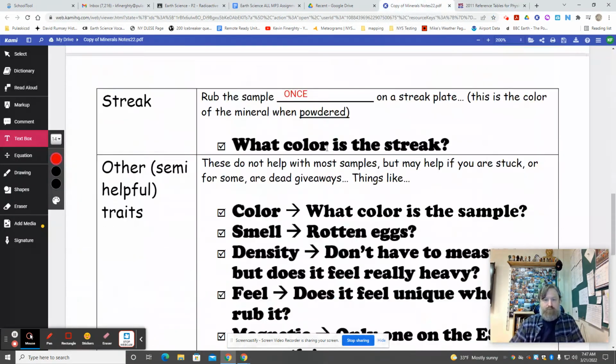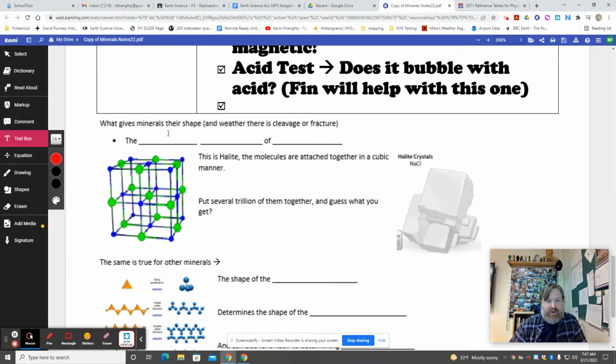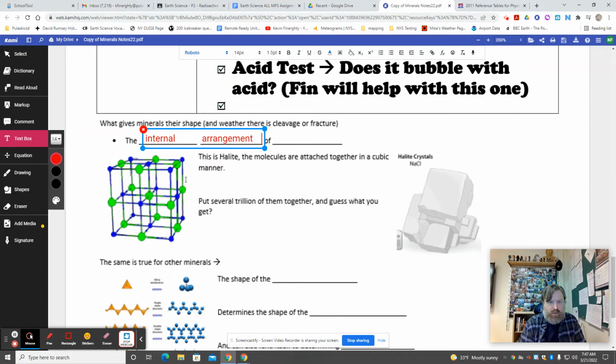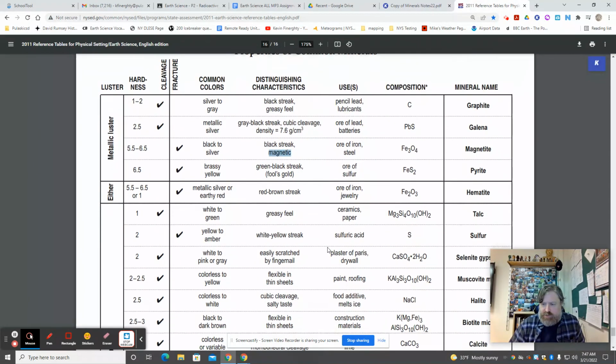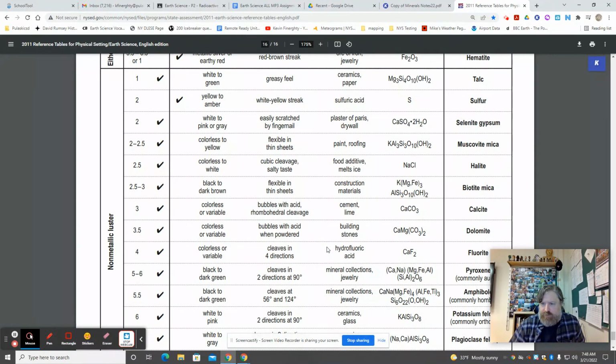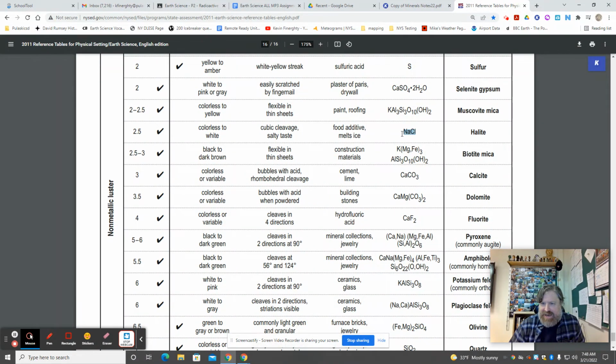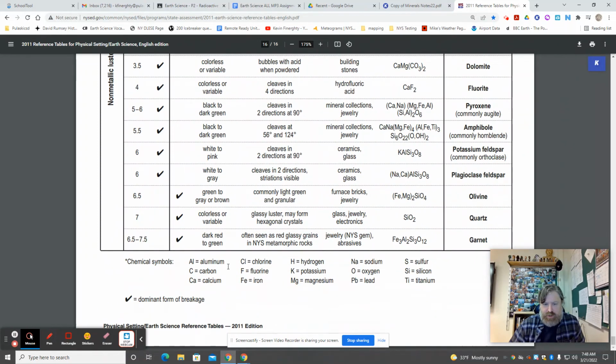Real quick, what gives minerals their shape, and then possibly whether there's cleavage or fracture? It is the internal arrangement of atoms. There are chemical formulas here, right? The famous example of this is halite. Halite is NaCl. If you ever need to know what those are, they're down here. Sodium and chlorine, right? Sodium chloride is the name of the molecule.